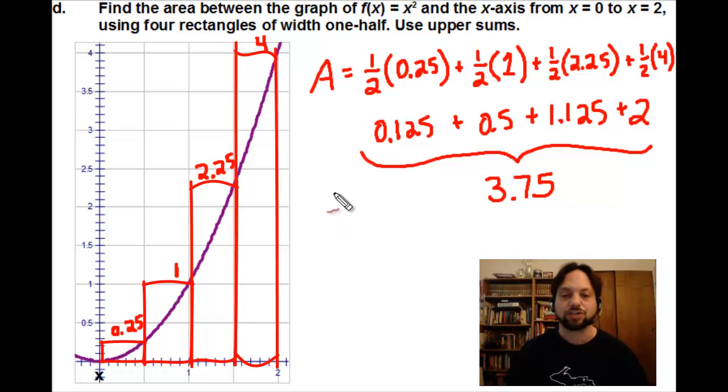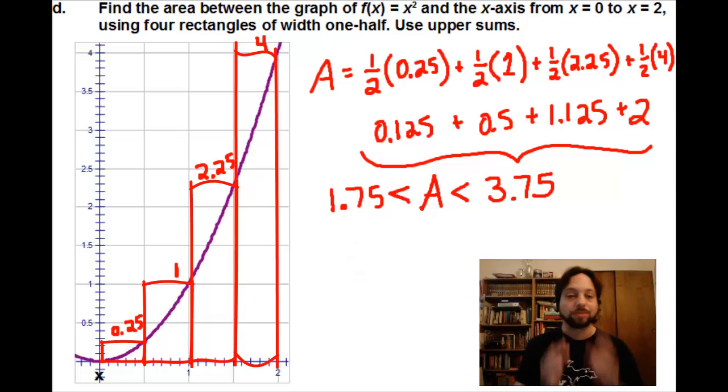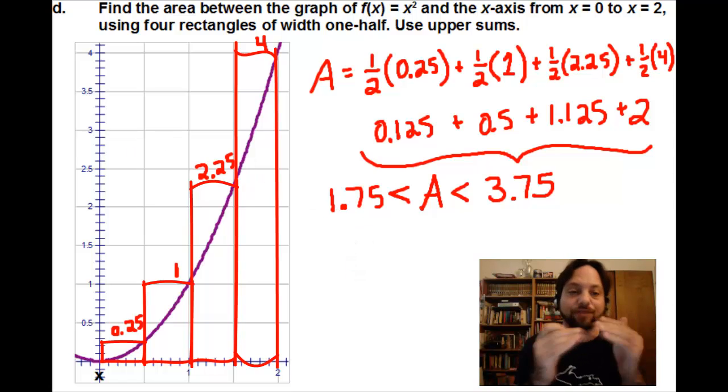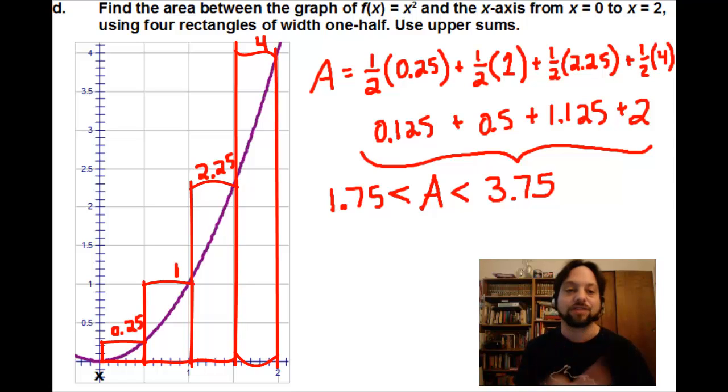So this is very interesting. We did an underestimate and got 1.75, an overestimate of 3.75, and the true area under the curve is going to fall somewhere in that interval. Now, don't jump to conclusions. Don't think you can just average these two together and have the true area.